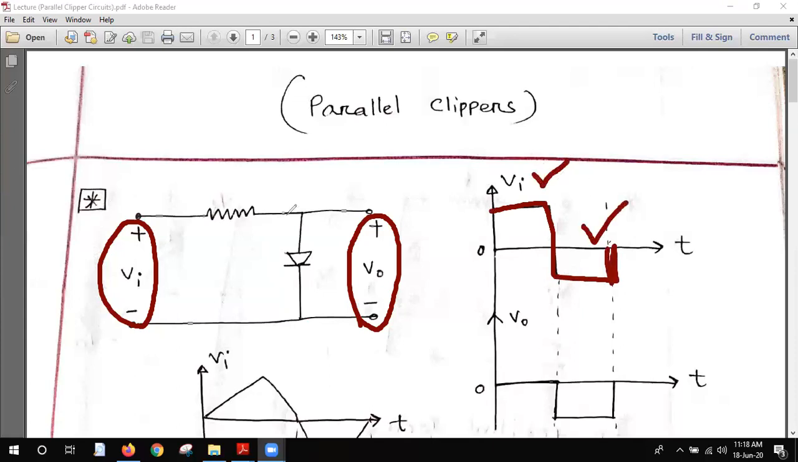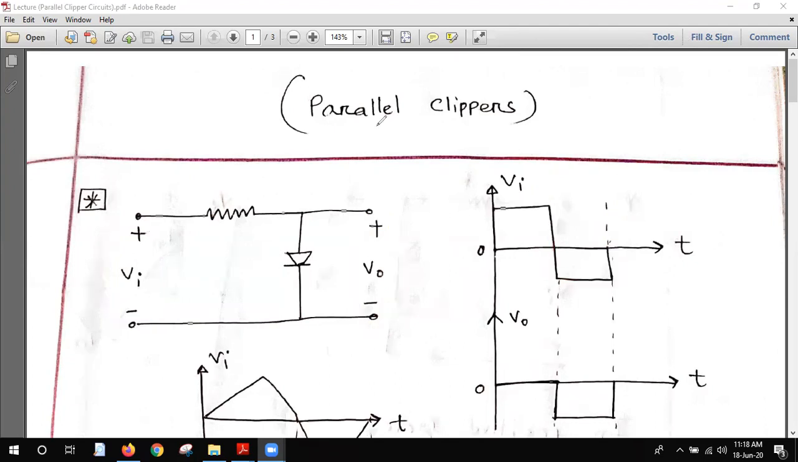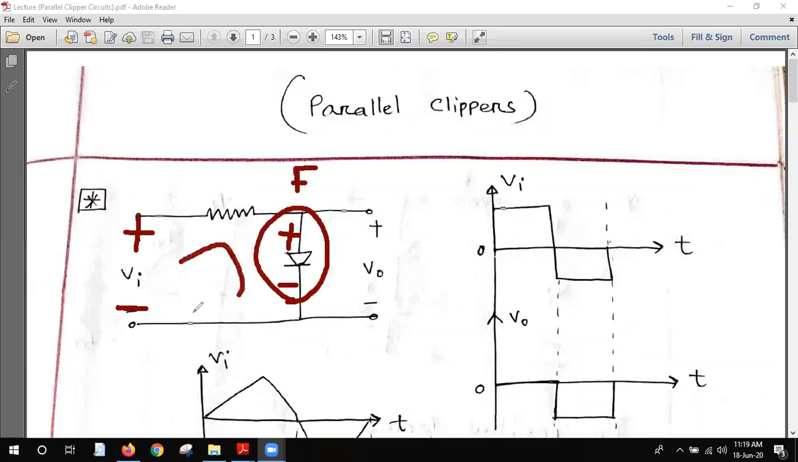So for the positive cycle, this is plus, this is minus. So you see that if this is plus, this P will be plus and the N will be minus. So this is forward biased, my student. Okay, so if it is forward biased, then the current will flow.